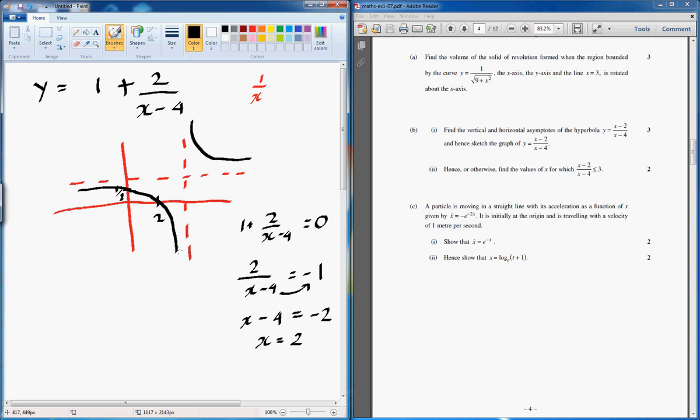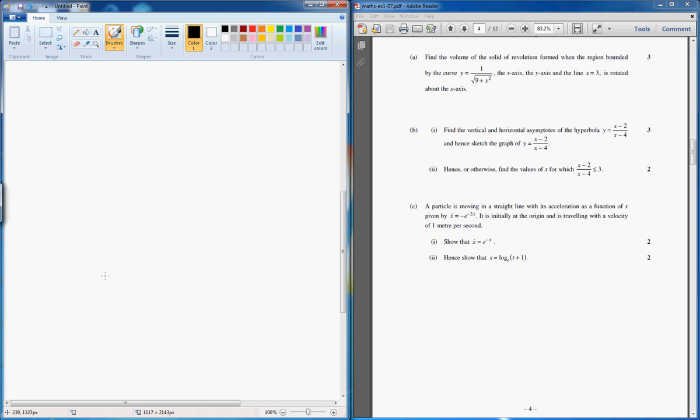There we go. Okay, hence otherwise find the values of x, so basically when is y less than or equal to 3. So for part 2 of this, I need to find when 1 plus 2 on x minus 4 is equal to 3.